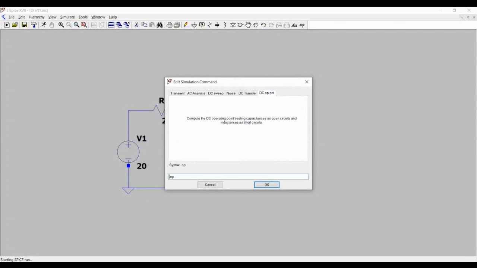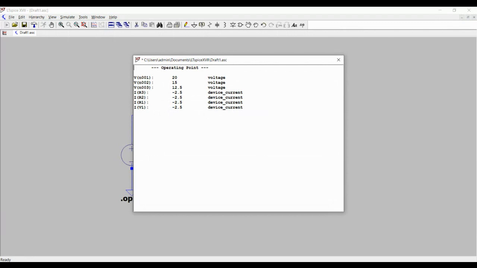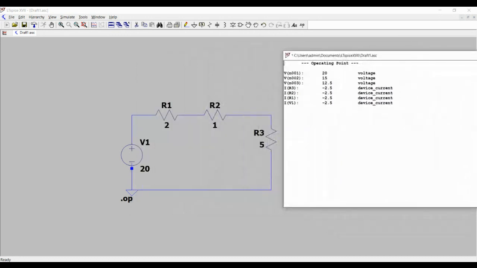I've got to simulate. I say run, DC operating point. Poof. And what do I get there? I get the current 2.5. I get the voltages at node 1, node 2, node 3. From the reference point to the first node, 20 volts. From here to here, I get 15, and from there to there, I get 12.5.